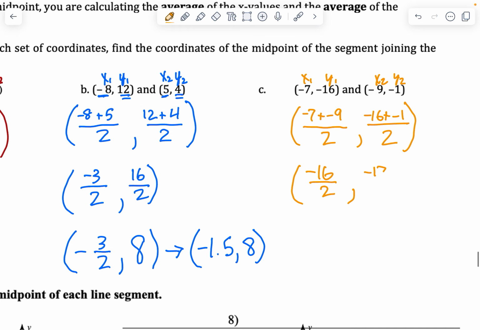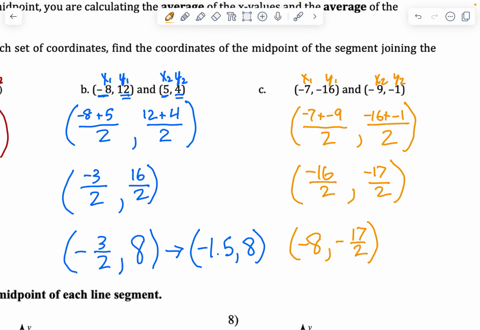Following the same idea as last time, I have a negative 8 when I divide that first part out, and then the second one's odd, so I could just leave this as negative 17 over 2. Or if we are putting it in decimal form, that gives me negative 8.5.